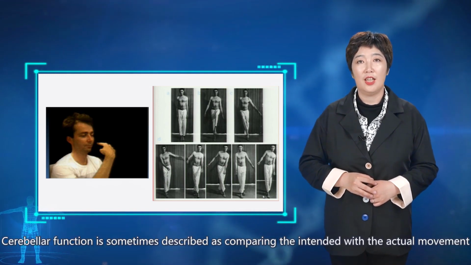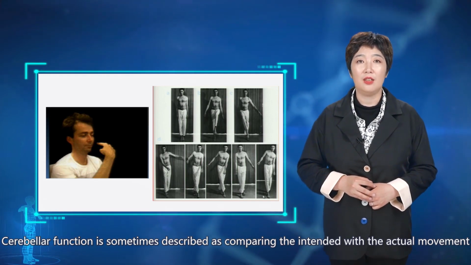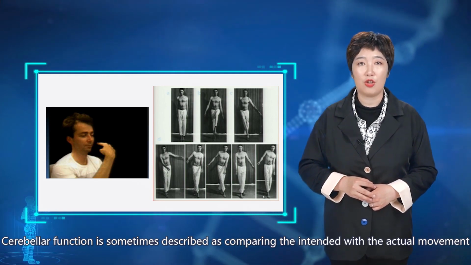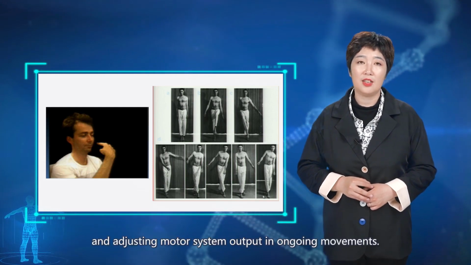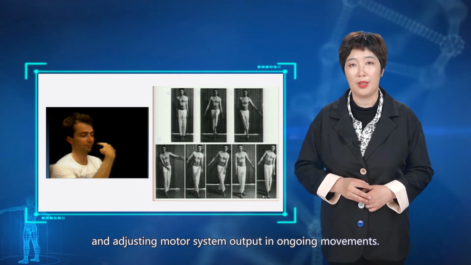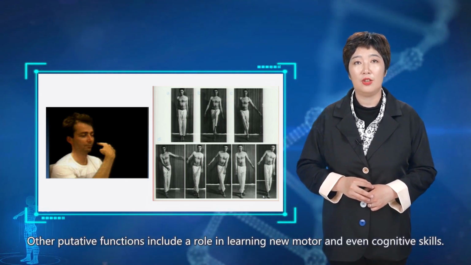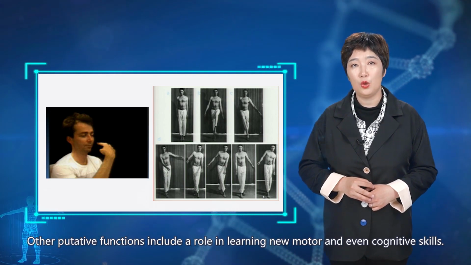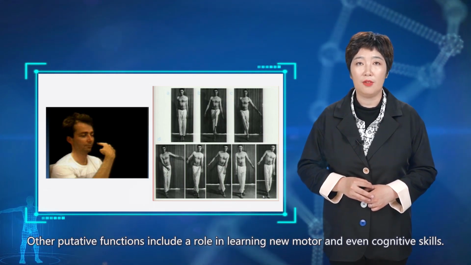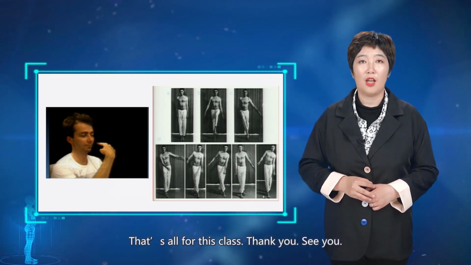Cerebellar function is sometimes described as comparing the intended with the actual movement and adjusting motor system output in ongoing movement. Other putative functions include a role in learning new motor and even cognitive skills. That's all for this class.